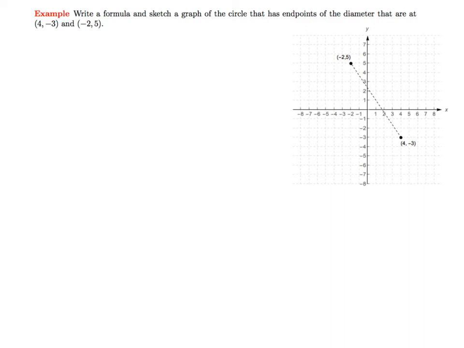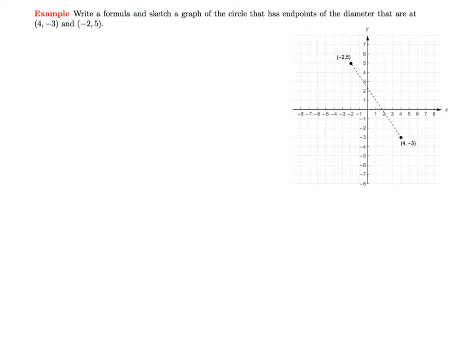For this example, we want to find the formula and sketch a graph of the circle that has endpoints on the diameter at (4, -3) and (-2, 5). So I've marked those 2 points over here and kind of dashed in the line segment between them, which would be the diameter of our circle.